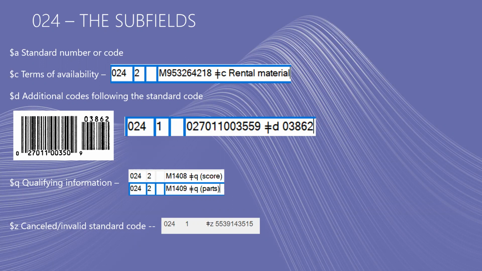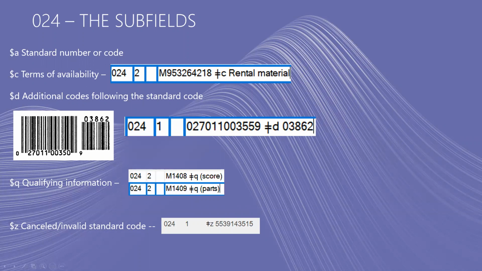Subfield Q of the 024 is qualifying information. And that's just a brief description of the qualifying information associated with the number recorded in subfield A. For example, a score with 2 parts, or with parts along with the score, would be presented as 024, indicator 2, subfield A, M1408, then you would need your qualifying information subfield Q there. And you can see in the first 024, we have score in parentheses, and then we note the parts in its separate 024. And that would also be in parentheses.